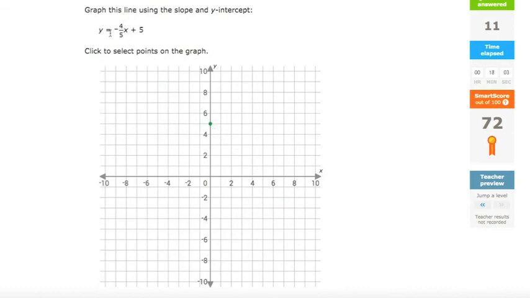Looking at my slope right here, my slope is telling me to go down 4 over 5. And that's what I'm going to do from this point right here. I'm going to go down 4. 1, 2, 3, 4 over 5. 1, 2, 3, 4, 5. Click, hit enter.